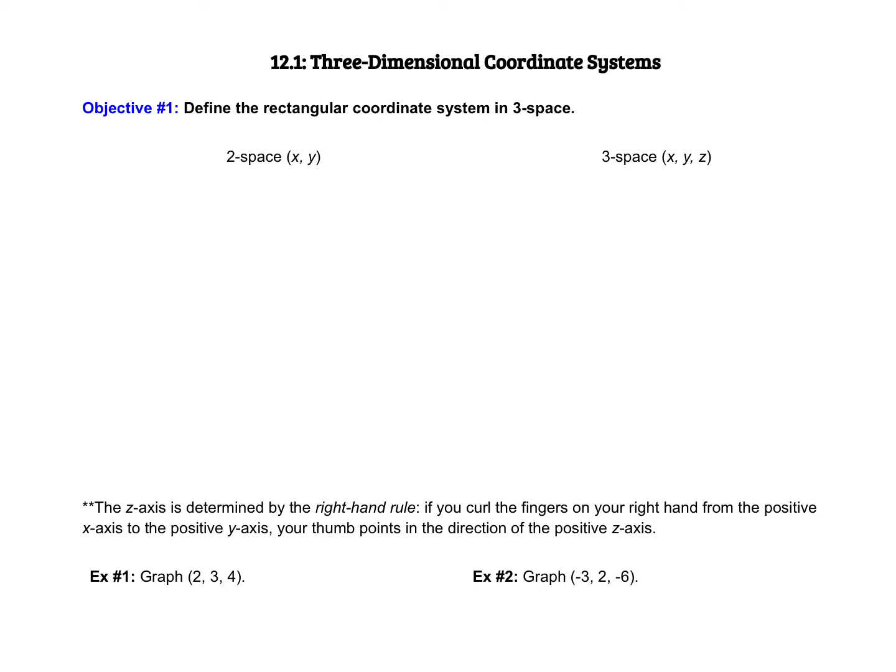So let's just jump right in, starting with the first objective, which is to look at what is the rectangular coordinate system in 3 space. So before we look at 3 space, let's just review what you have worked with most of the time, which is 2 space. 2 space is just the standard XY coordinate plane. So that's 2 space, that's what you've done before. What we're doing in 3 space is we're going to be looking at points defined by x, y, and z.